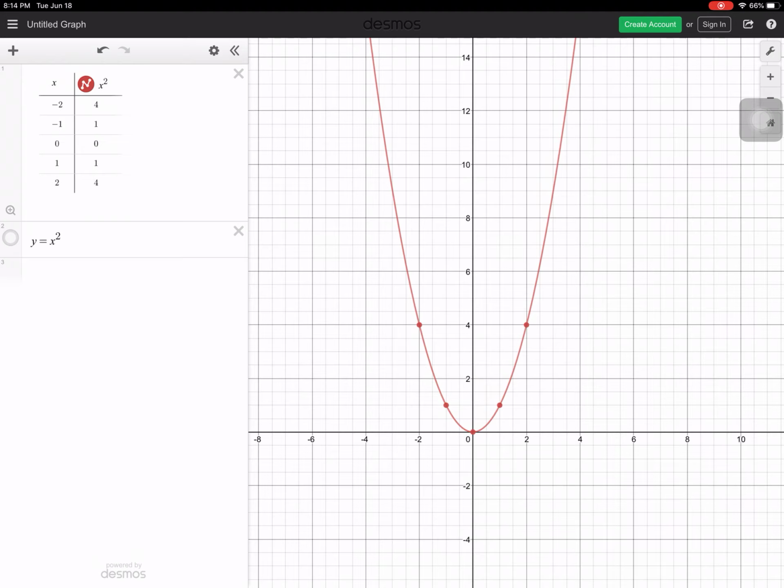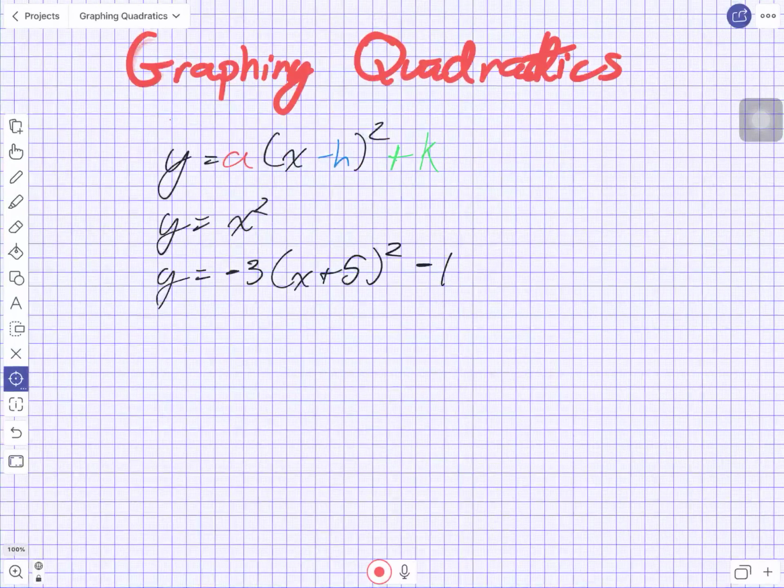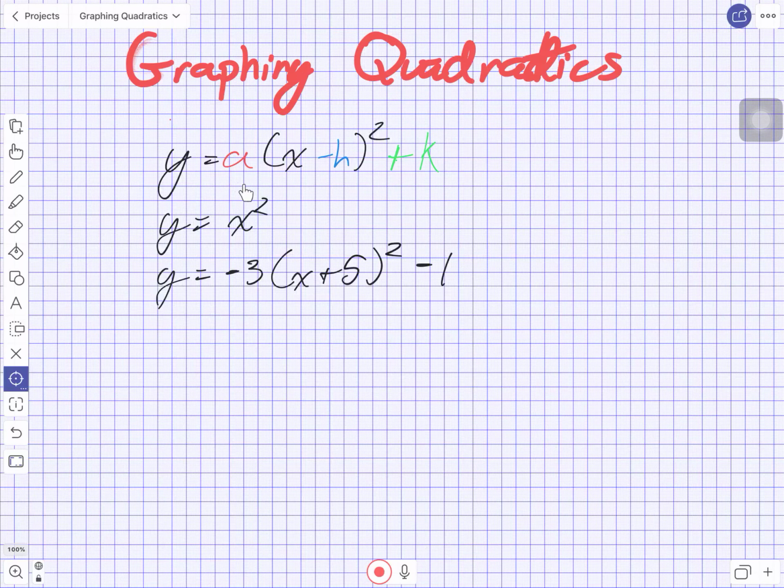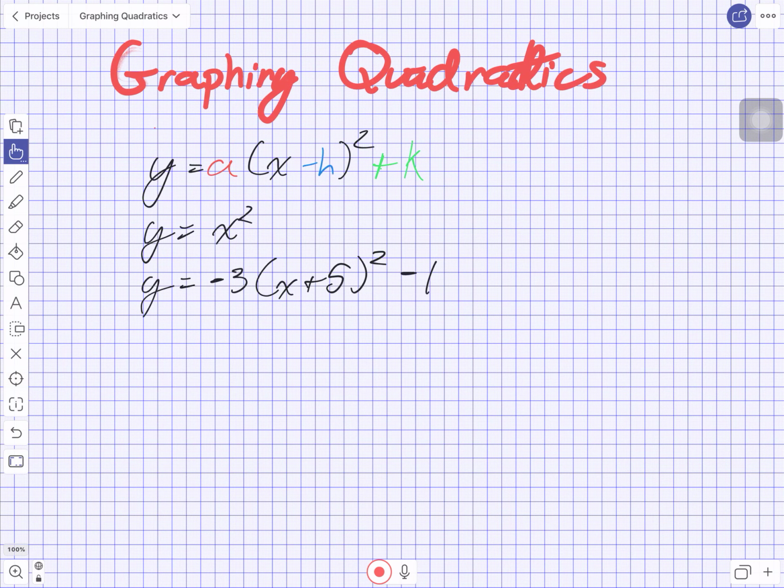So once we've got that down, what we have is a whole bunch of different types of translations, different ways you can translate a quadratic. So what I'm going to do is, can I move these? Got to move the whole thing. Okay, I'll draw it over here.